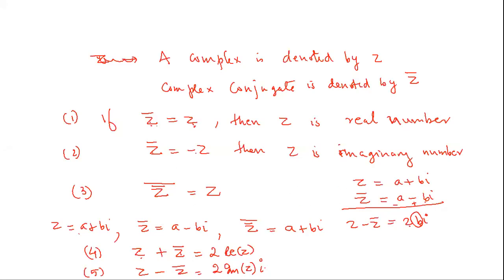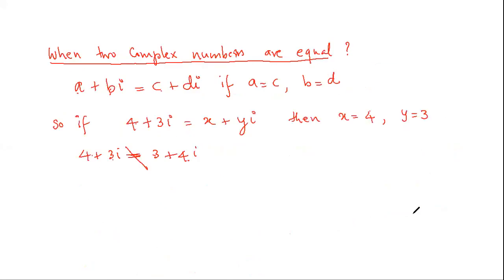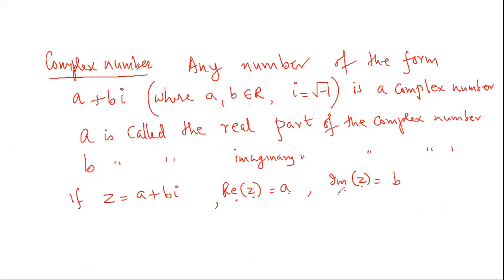But why should i be taken separately, as in 2 times the imaginary part into i? Because i itself is an imaginary number, no? When I defined the imaginary part, what is the imaginary part? Is it bi? Only b. Only b. Why? It is defined that way.